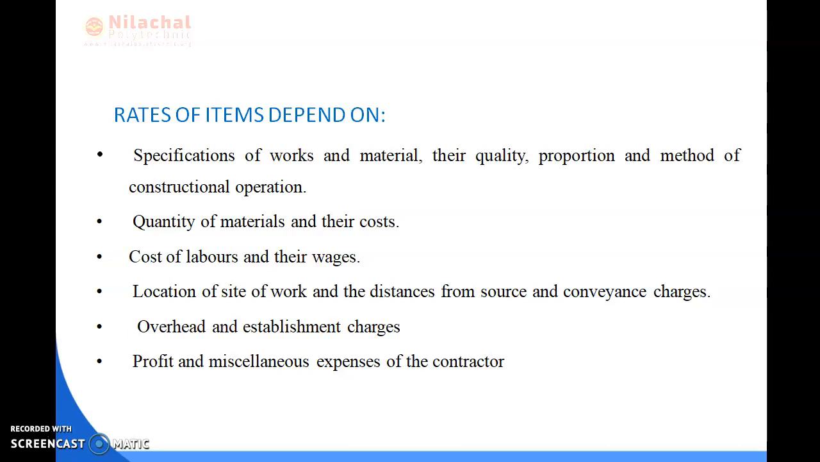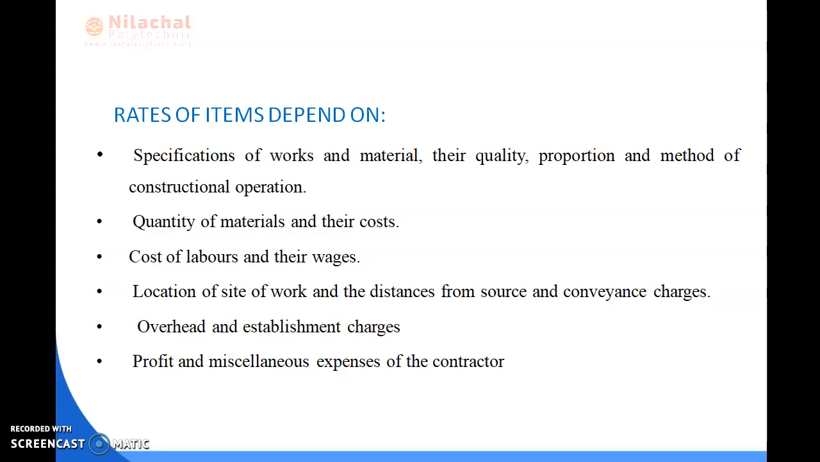Then we discuss what the rate of an item depends upon. For the analysis of rate we need to know what the rate of the item is. The rate of an item depends upon the specification of work and material, their qualities and proportion, and the method of constructional operation. First of all, the rate depends on these things: quality, material, proportion and method of construction.